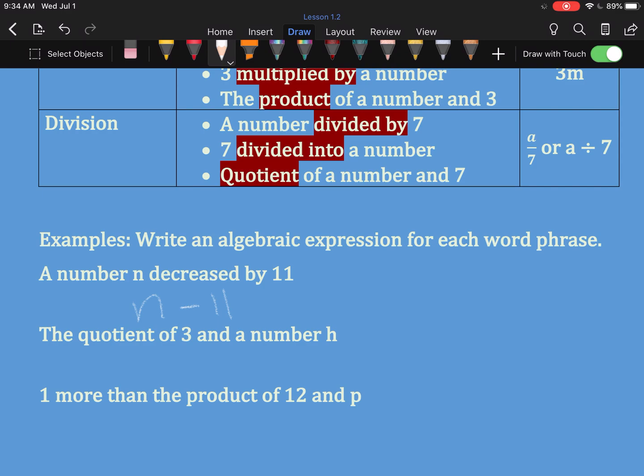The quotient of 3 and a number h. Quotient is a division, and in the example up here it says quotient of a number and 7, and it shows a divided by 7. So the quotient of 3 and a number h needs to be 3 divided by h, which can be written as a fraction. We should get used to writing division as fractions. It is what we will pretty much do from now on.